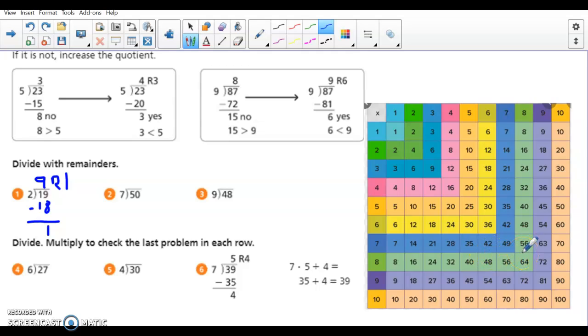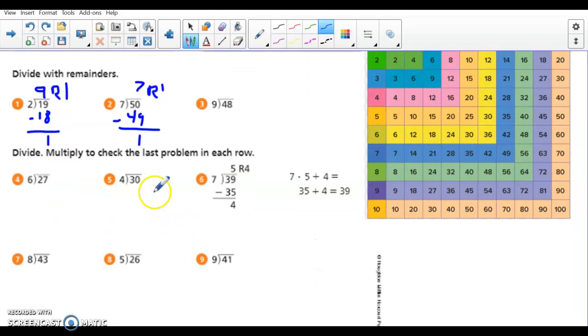Whoop, 56 bigger than 50, so go back 1. You get to 49, go straight up. Oh, 7. 7 times 7 is 49. So I'm going to put 7 up top, 49 below. And now I subtract. I have 1 left over. I can't pull out another whole group of 7, so I know, since this number is smaller than my divisor, I know that I'm doing all right here. Remainder 1. See if we can figure out number 3.